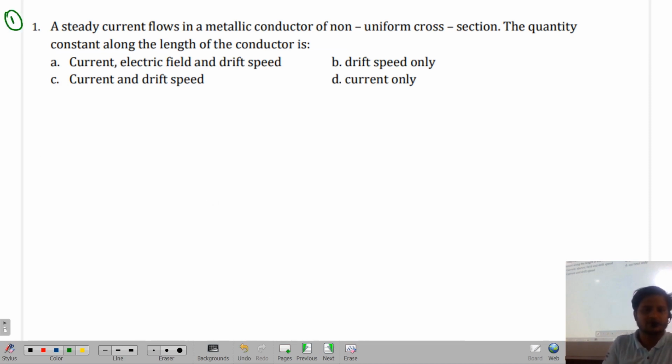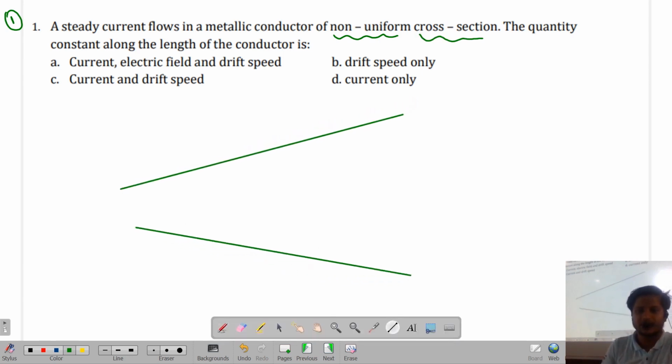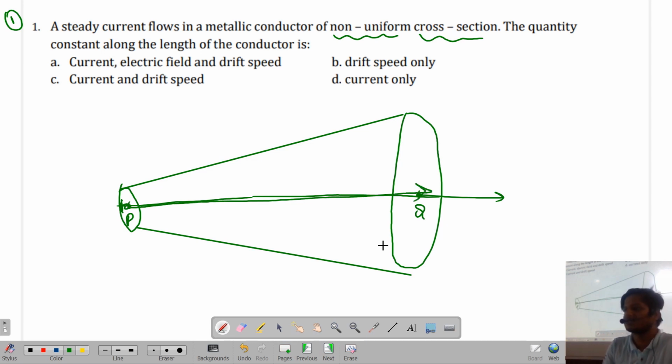Go through it. What it is saying: a steady current flows in a metallic conductor of non-uniform cross section. What quantity is constant along the length of the conductor? Can you give me an example of non-uniform cross section? Is this an example or not? The area of the wire is increasing with respect to the length. If I consider from point P to point Q, this is my length of the conductor. Along this length, what remains constant?